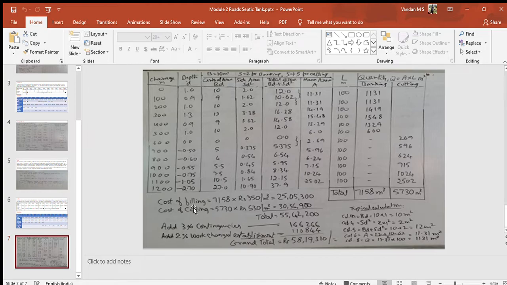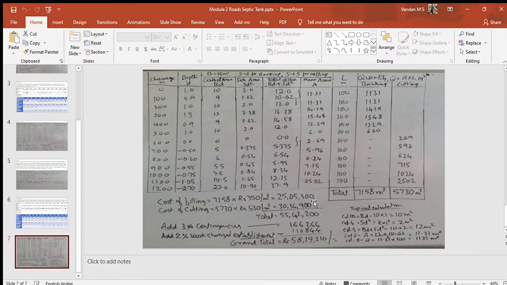Cost of filling is calculated as 7158 meter cube into rupees 350 per meter cube, which works out to rupees 25 lakh 5300. Cost of cutting is equal to 5730 meter cube at the rate of rupees 530 per meter cube, which is worked out as rupees 30,36,900.